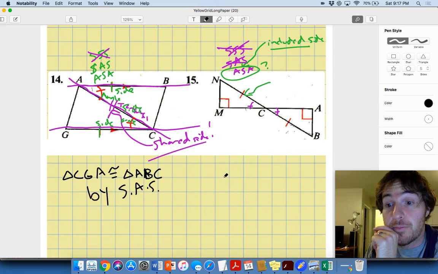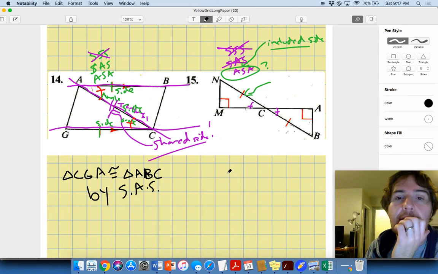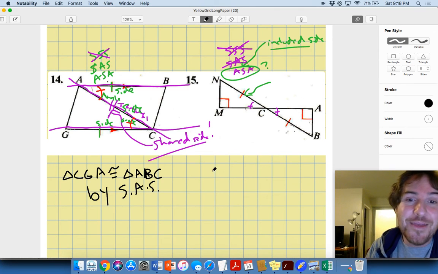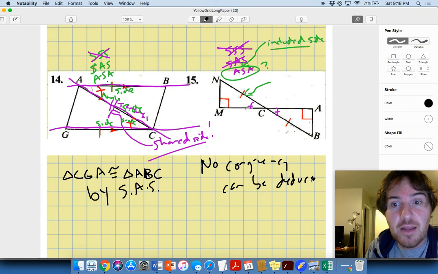We're going to have a couple theorems that we're going to prove, not next class, I think the class after that or the class after that. Sometime maybe the end of this week, we'll do it. Before Thanksgiving, we'll get the final two reasons. But AAS will be one of them. But as of now, no congruency can be deduced, my friends.